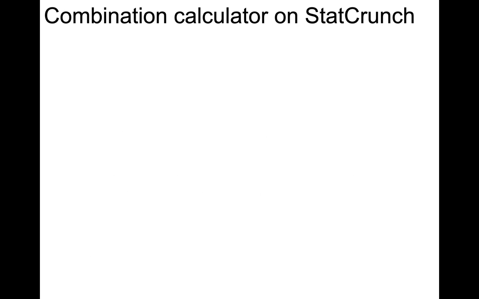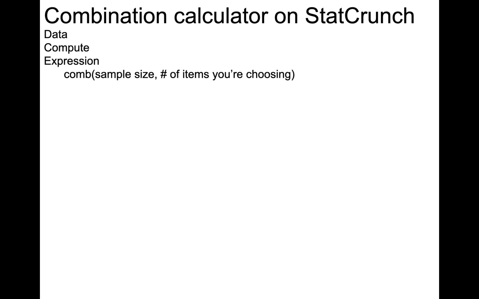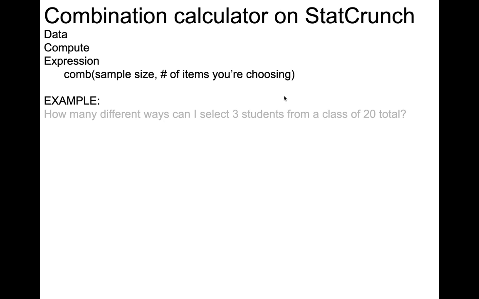Okay. And the way we calculate combinations is by using StatCrunch. So I put an example here to show you how it works. This is what you do on StatCrunch. You go to data, you go to compute, and you go to expression, and you type this part in right here. COMB, which is short for combination, and then in parentheses you put the sample size, comma, the number of items you're choosing.